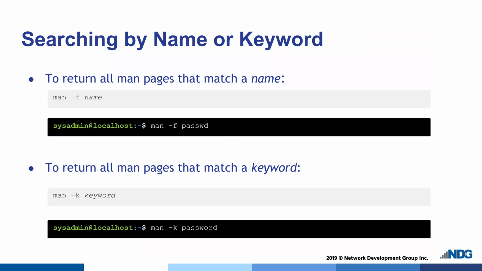If you want to search through the name, again, you can return all the man pages by using a match. So man -f name, it's going to find everything that matches that. So if I want to look for password in there or passwd, I can do that as well. If I want to return all the man pages that match a specific keyword, I can use -k. That concludes chapter 2.